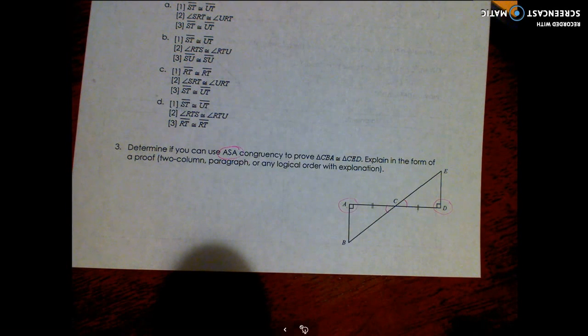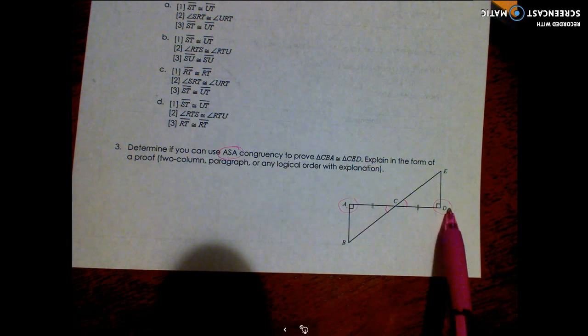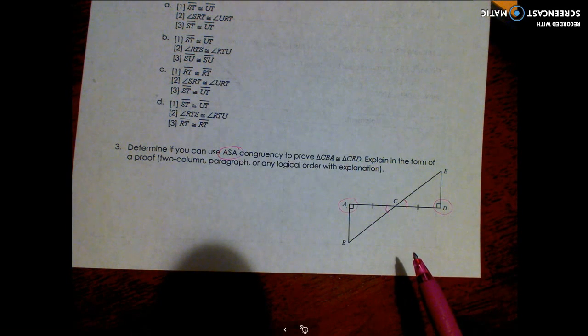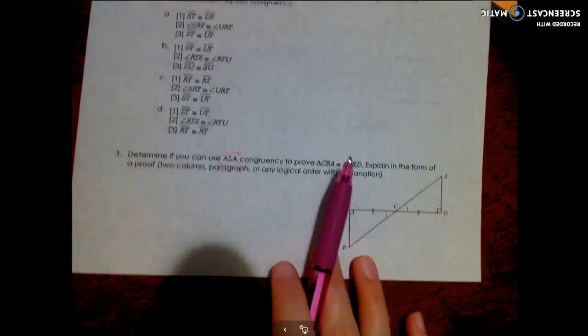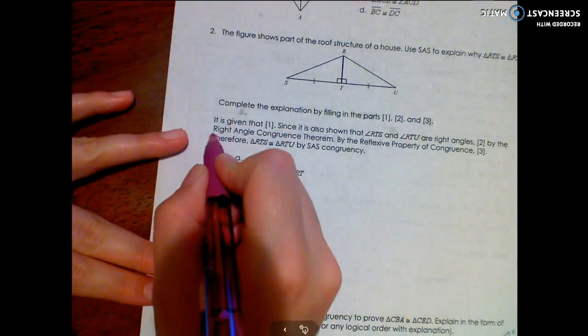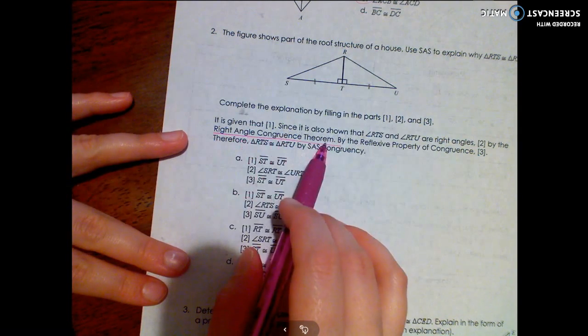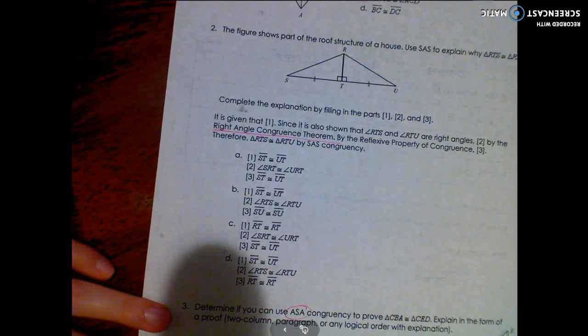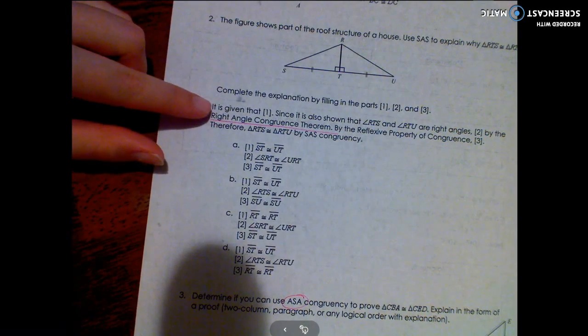So what a lot of people missed on this one is they said that you're given that this angle and this angle are congruent to each other, but you're not actually given that. What you're given is that they are 90 degrees. And since they're 90 degrees, and question 2 is kind of a hint at this, by the right angle congruence theorem, that means they have to be congruent. So since they are right angles, then they are congruent. So number 2 is actually a hint to help you with number 3.